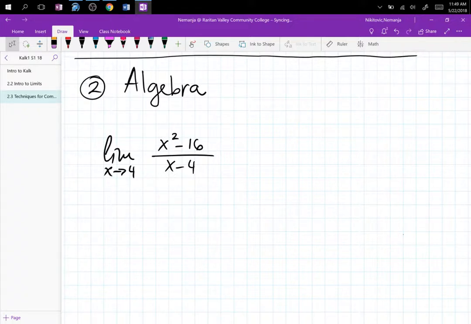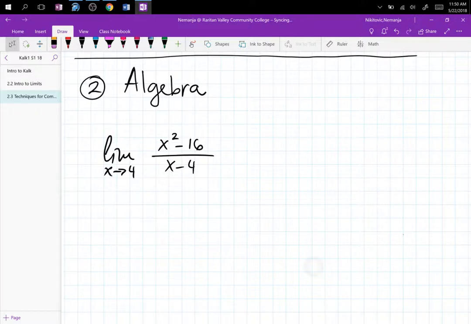What happens as you plug in 4? You get 0 over 0, and then you want to say undefined so badly, but you are not saying it because you know I'll spray you. Just fix this. I'm not a bad cat, right? So you are not allowed to claim that.